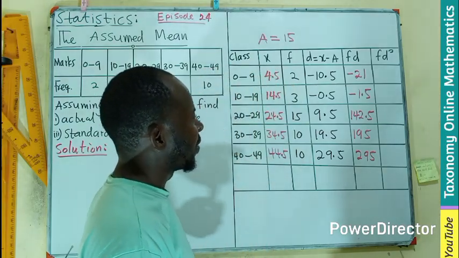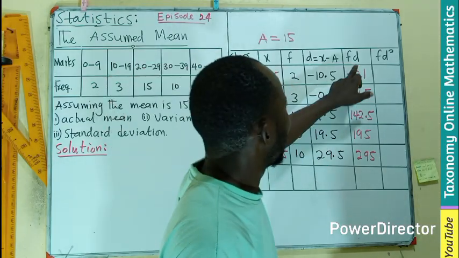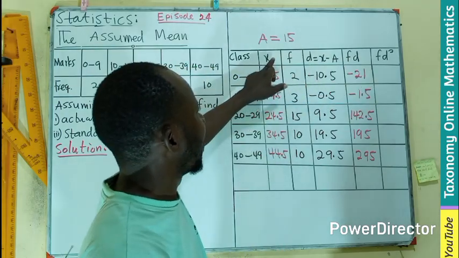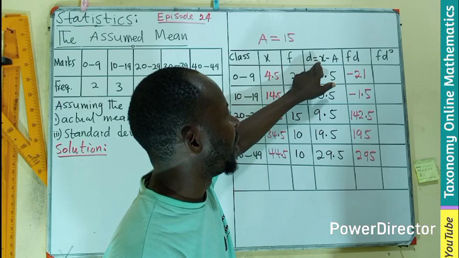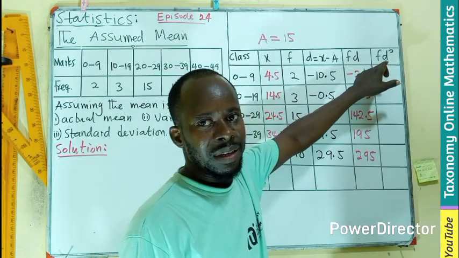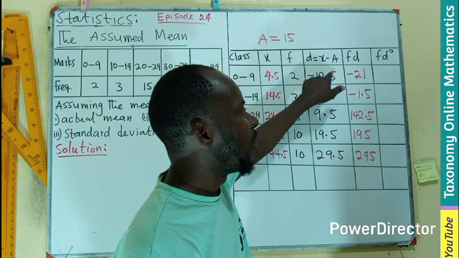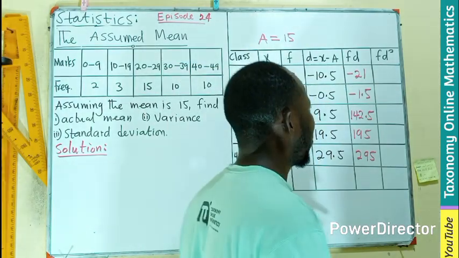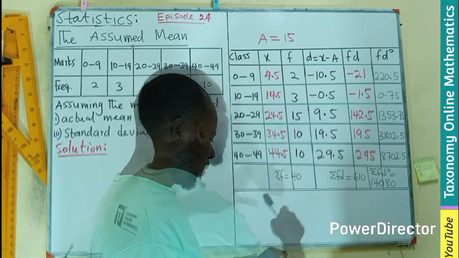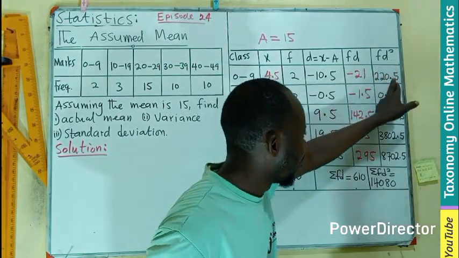All right, what is next? We need to find the FD times D. FD times D will give you FD squared. So this value here as negative times this negative will give us positive value. So let's multiply them and see what that value will be. Right? So this is what the FD squared values will be.